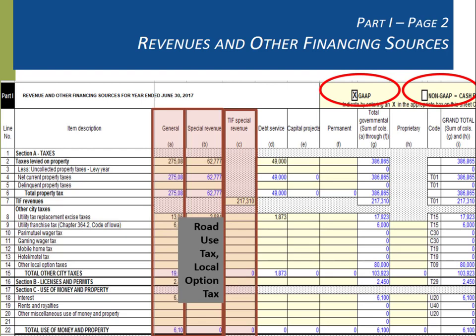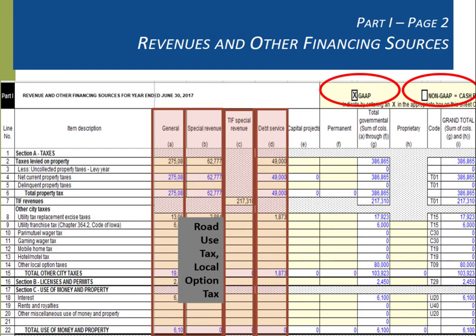The next column is your tax increment financing revenue. So if you have money coming in from a TIF district, this is where you're going to find it. It is separated out from the other special revenues because it is only activity going on with TIF. This is very, very important that you not mix project dollars in with this column. It is for tax increment financing only.